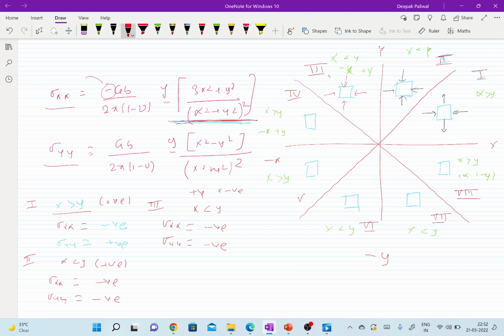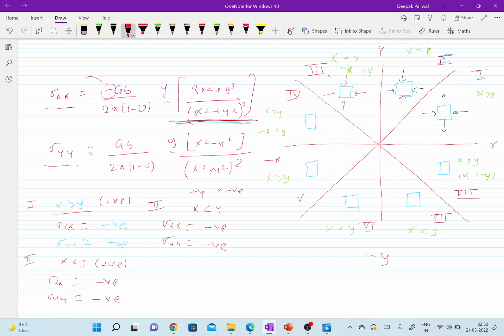Okay, let me check again, like x is less than y. So this complete term is positive, and this is negative, so it becomes negative. Here y is greater than x, so this term becomes negative, and y is positive here, so it becomes completely negative term. So again, here we have negative stress field.